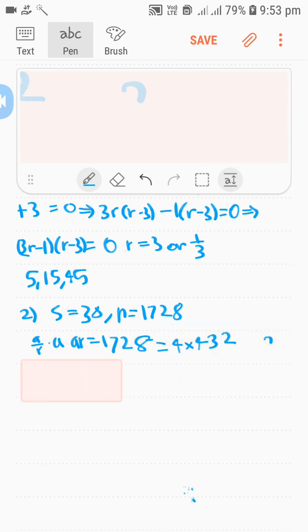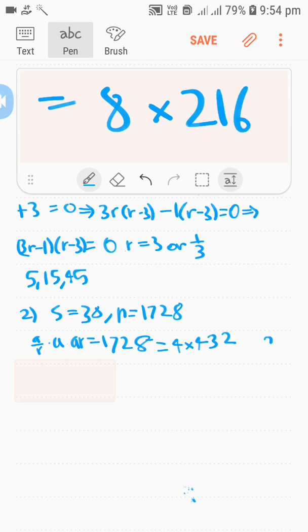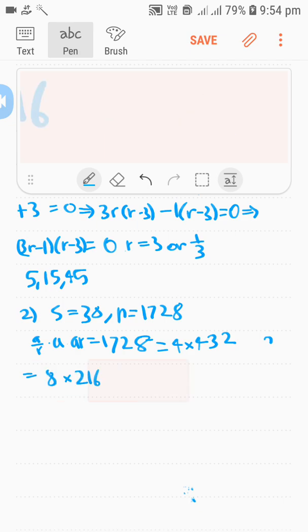Which can be further written as 8 into 216. And if you remember, 216 is just 6 cubed, so this is going to be 2 cubed times 6 cubed, because 8 is 2 cubed, which is nothing but 12 cubed. So we can say that a should be equal to 12. So a is equal to 12.